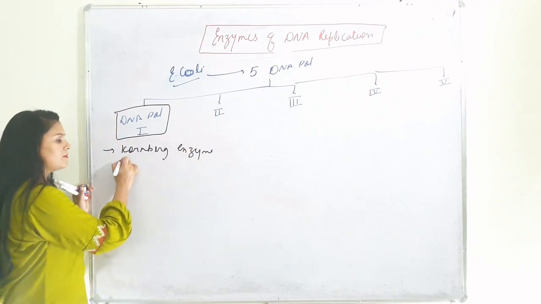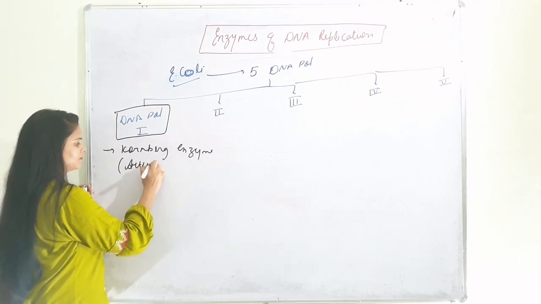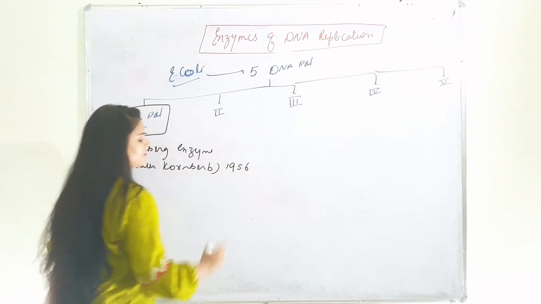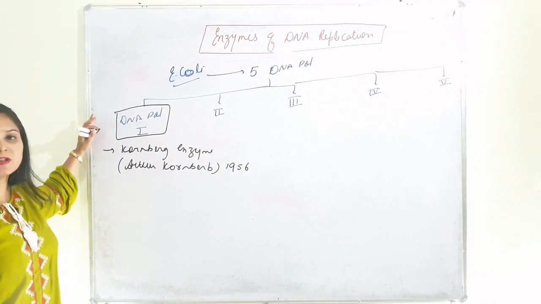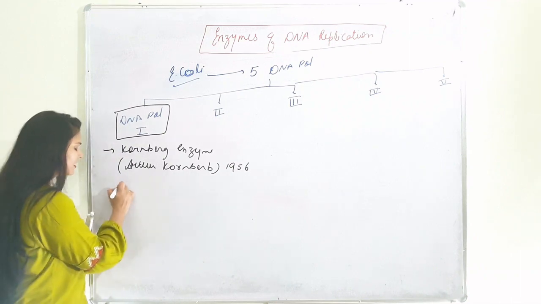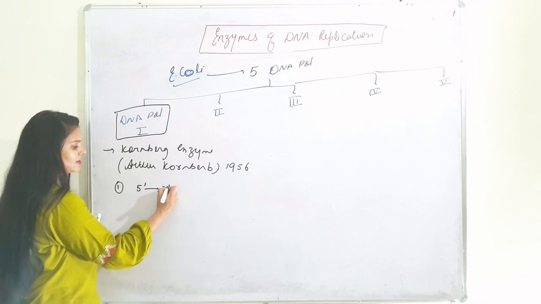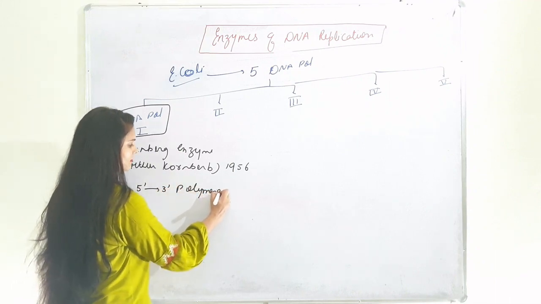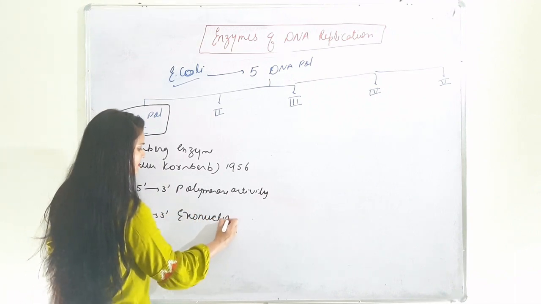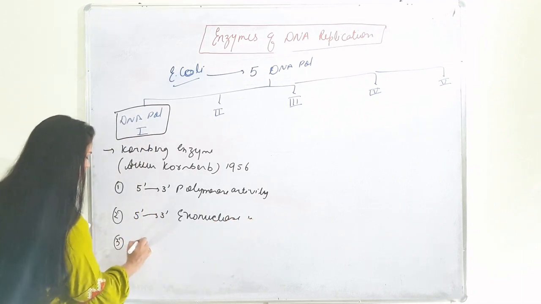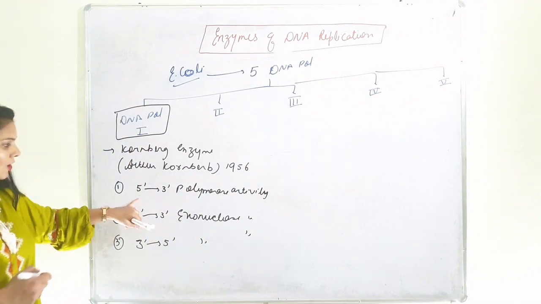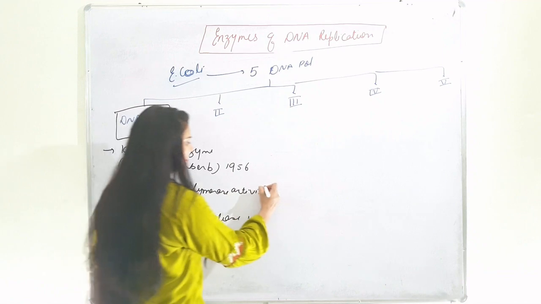The Kornberg enzyme was discovered by Arthur Kornberg in 1956. This enzyme is the first enzyme to be discovered in E. coli, and it has 3 catalytic activities: first is 5'-3' polymerase activity, 5'-3' exonuclease activity and 3'-5' exonuclease activity.